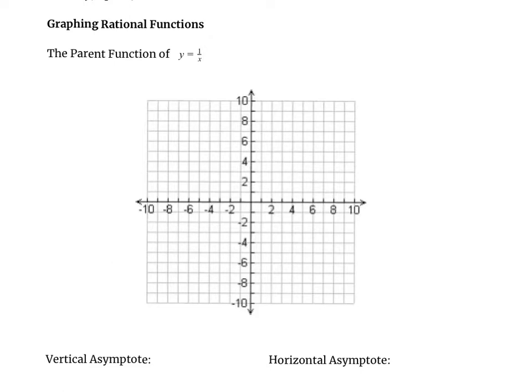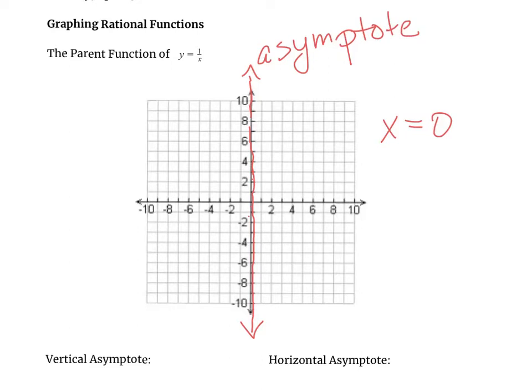If x cannot equal 0, that is the first part of the graph. The equation x equals 0 is called an asymptote. The equation x equals 0 gives you a vertical line down the y-axis. Now what that means is that if this is an asymptote, the graph is going to approach this line down the middle. It's going to approach here, but never touch it. That's what an asymptote is.